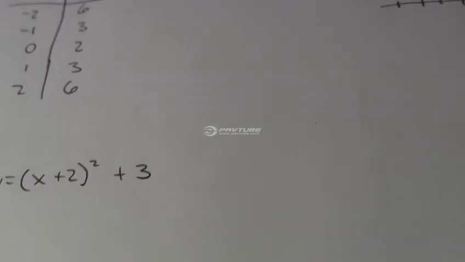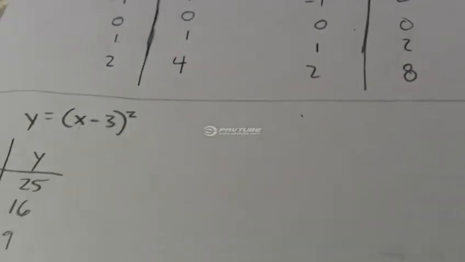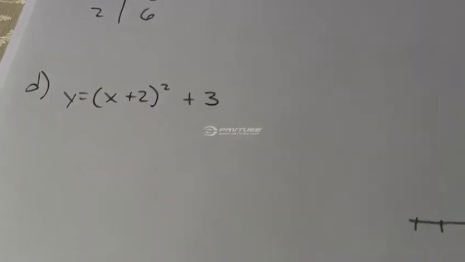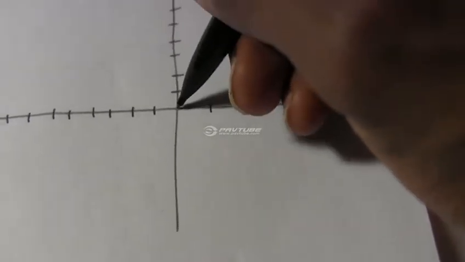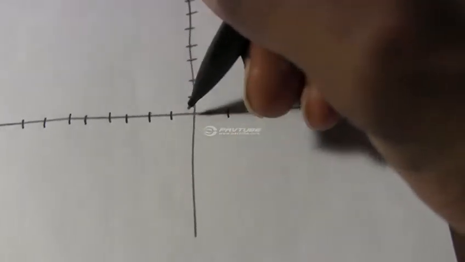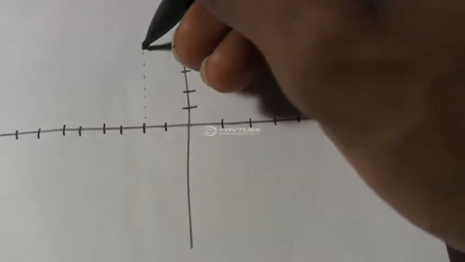By how much? So this one was -3. It moved 3 to the right. -3, moved 3 to the right. This one is +2, so it's going to move 2 to the left. Right? So now what you can do is just go ahead and move 2 over, and draw a new line here.